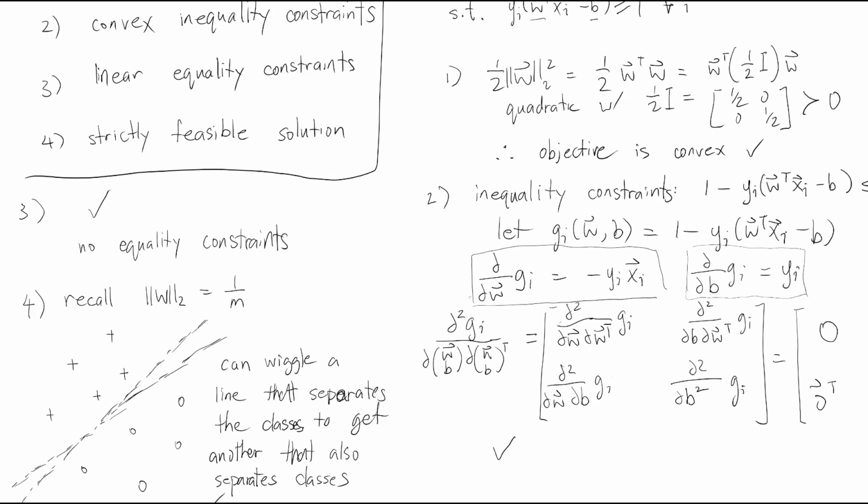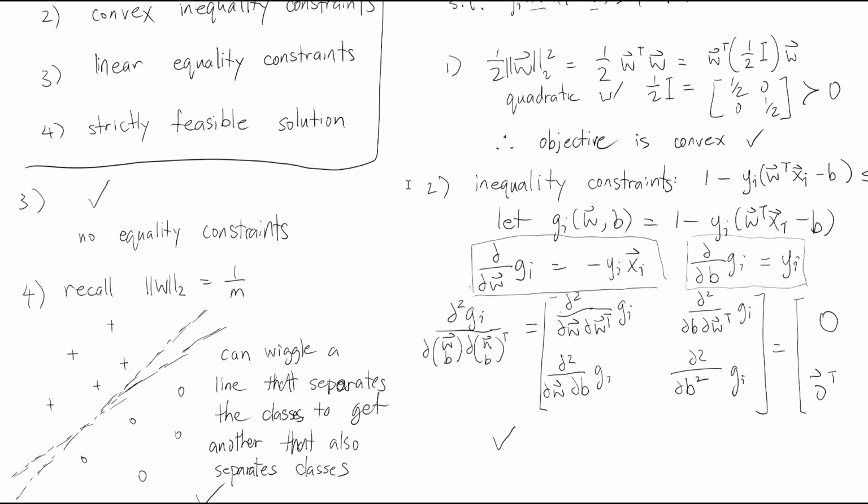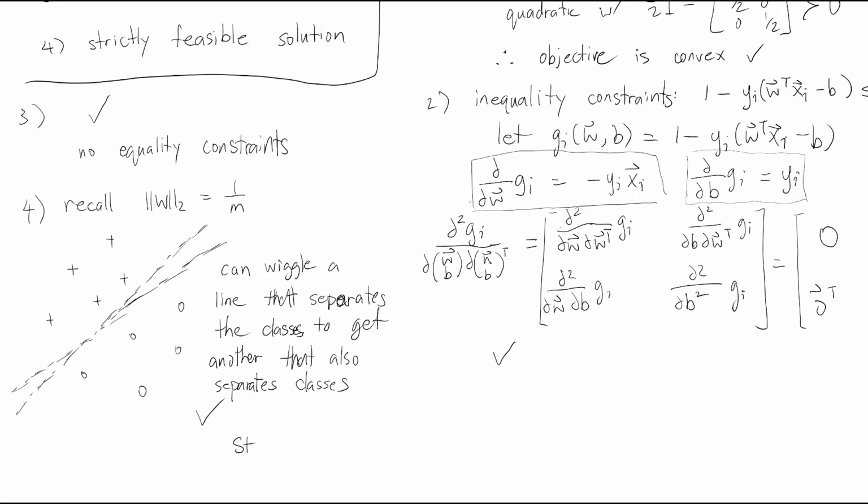Okay, so then we have shown the last condition as well. So we have checked all four of Slater's conditions, which means that strong duality holds. This means that we can choose to solve the primal or the dual problem, and that's supposed to be equivalent.